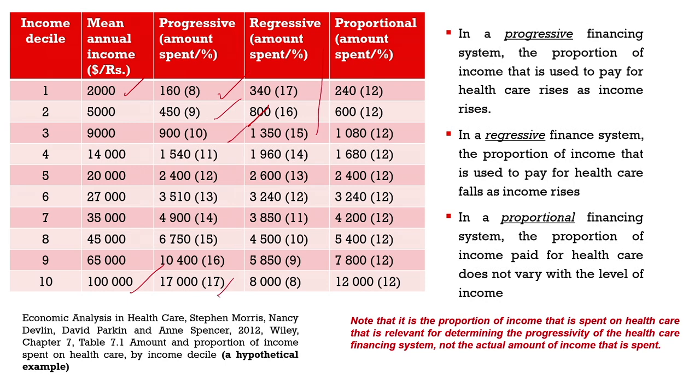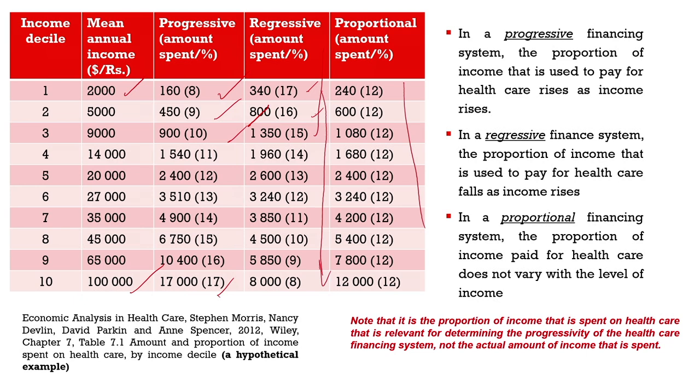But in this column here, which shows the regressive system, you can see that as income rises, the proportion spent on healthcare reduces. In the lowest decile, 17% of income is spent on healthcare, and then it progressively reduces to about 8% as incomes rise to 8000 units of money. But in a proportional system, the proportion of income paid for healthcare does not vary with the level of income. So, when we have such a system, we refer to it as a progressive financing system, a regressive financing system, or a proportional financing system.